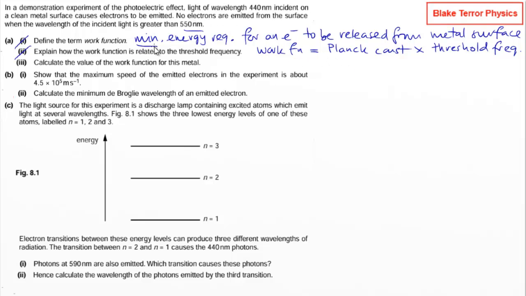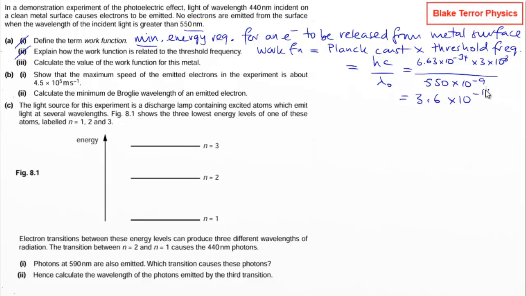Well, okay, they've done that in terms of threshold frequency. We've got a threshold wavelength, so we're having to do that. This is hc over lambda 0. So we're doing our 6.63 times 10 to the minus 34 multiplied by 3 times 10 to the 8, and then divide by our 550 times 10 to the minus 9, which is giving 3.6 times 10 to the minus 19 joules.